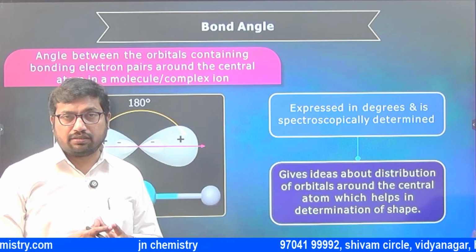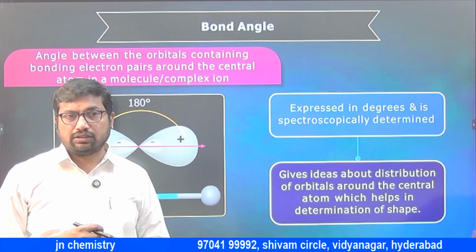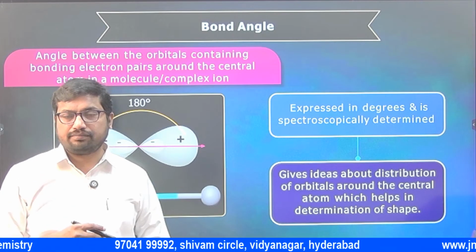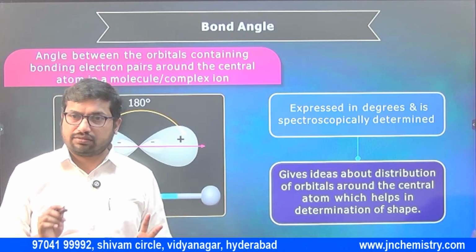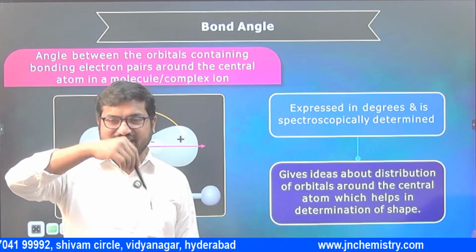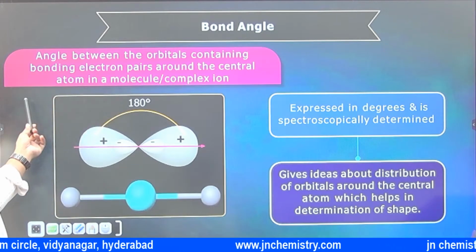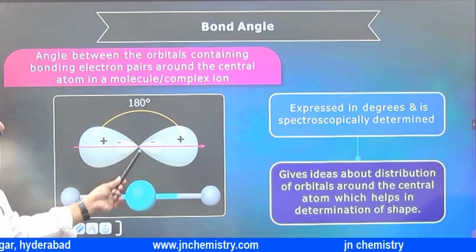So 360 by 5 is how much? Pentagonal. So no need to memorize. 360 by 5 for pentagonal, right? By 1 is 90. So in this case, the angle between two orbitals containing bonding electrons, like here, linear.